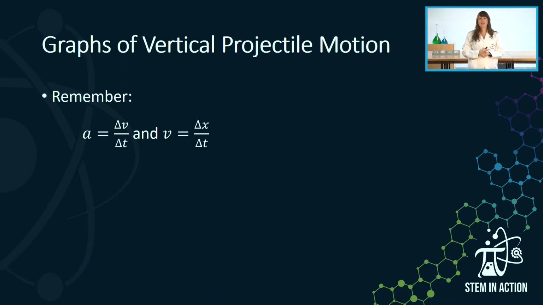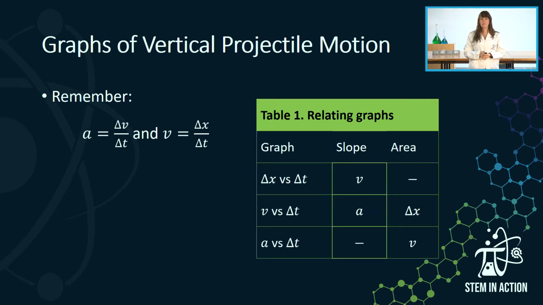Remember that acceleration is equal to the change in velocity over the change in time, and velocity is equal to the change in position over the change in time. And so when we relate our graphs, if we have a look at our displacement time graph, from the slope of our displacement time graph we can get our velocity.